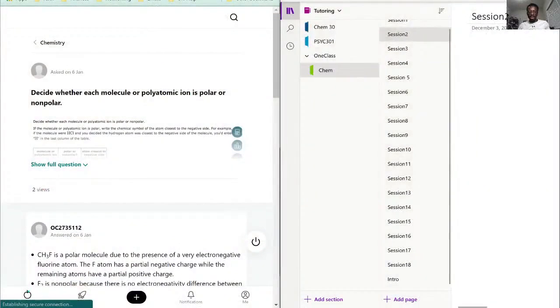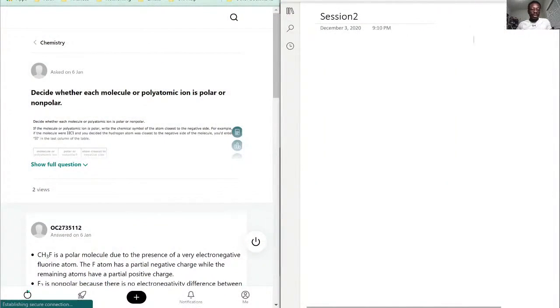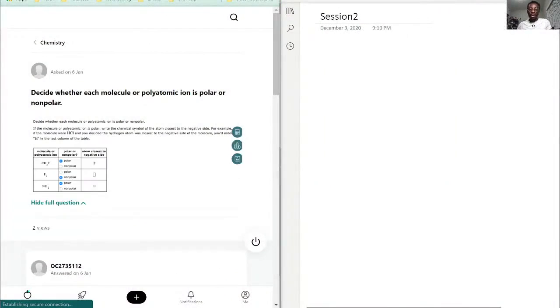And we are good to go with question number 1. We have: decide whether each molecule or polyatomic ion is polar or nonpolar.